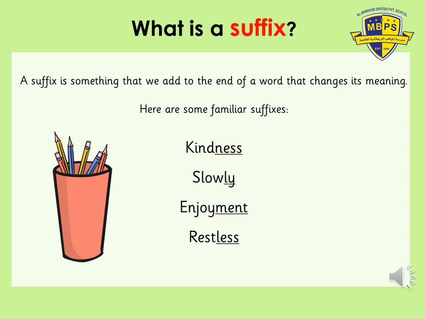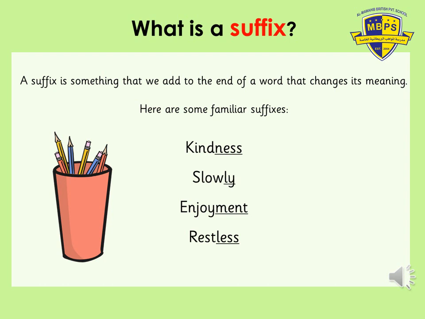Kindness. What's the root word? Kind. And what's the suffix? Ness. When we join them together, it becomes kindness. Slowly. What is the root word? Slow. And what's ly? It's a suffix. Slowly. Enjoyment. What's the root word? Enjoy. And what's the suffix? Ment. Enjoyment.